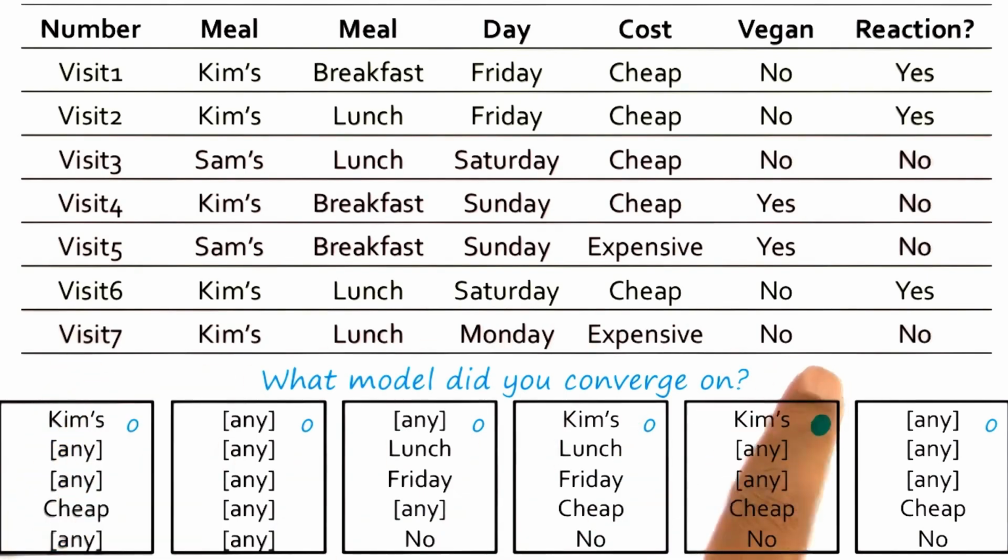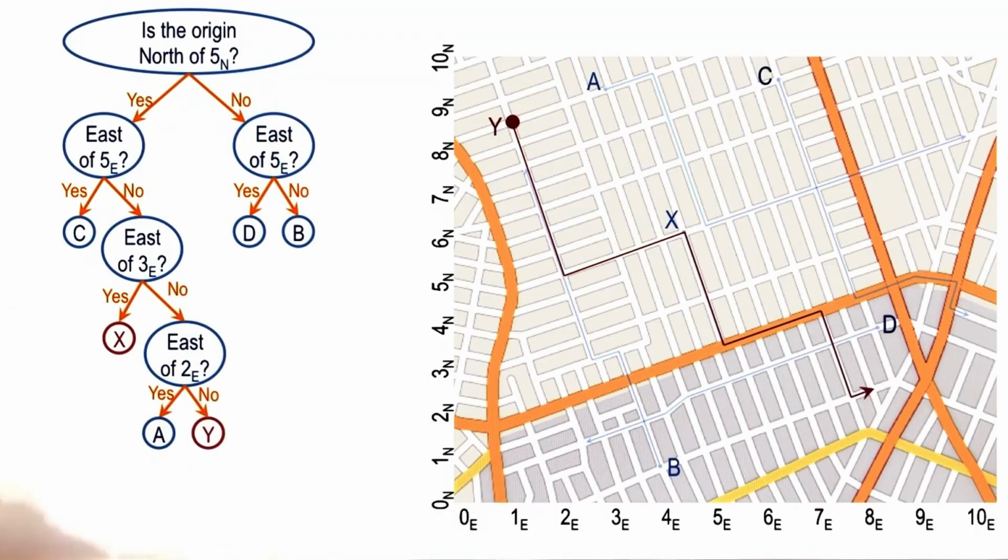It is also possible that the algorithm may not be able to find the right concept to converge to because I might be allergic to multiple meals at multiple restaurants, such as breakfast at Kim's and lunch at Sam's. But even in that case, the benefit of this algorithm is it will show that convergence is not possible even after many, many examples.